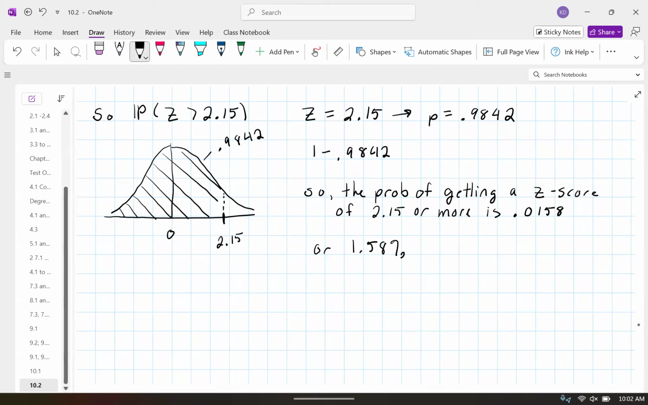I always like to put it in percent terms because my brain likes percents. So it's a 1.58% chance we get this or higher. So do you think that is a good probability? Is our data likely due to chance, or is it likely due to something else? Well, our probability due to chance is really small, so this is not likely to be due to chance.